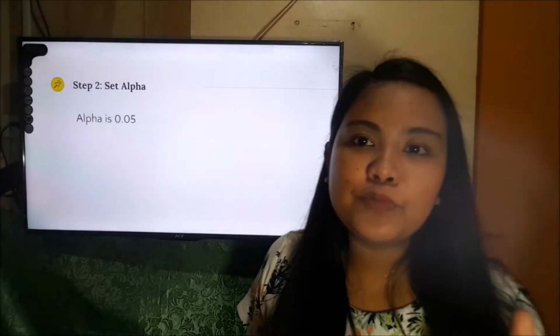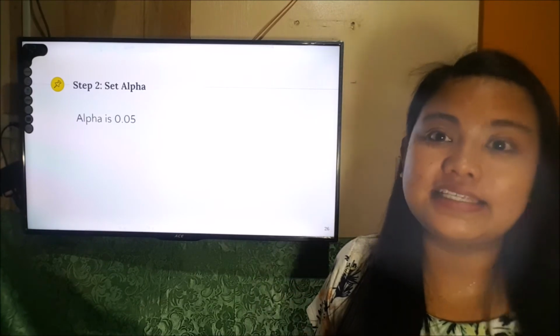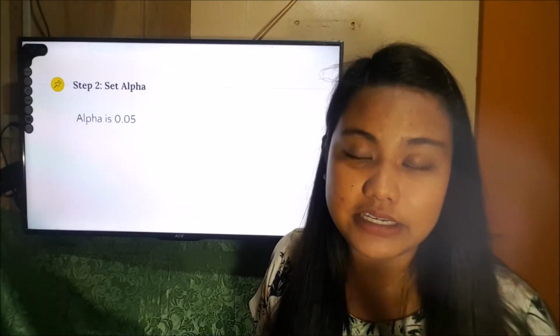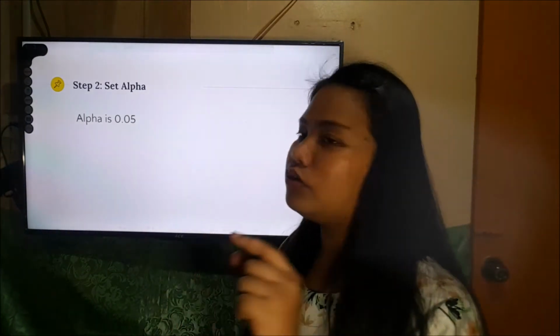Okay? Step 2 is to set the alpha. Since this is an exploratory research, we set the alpha to 0.05.